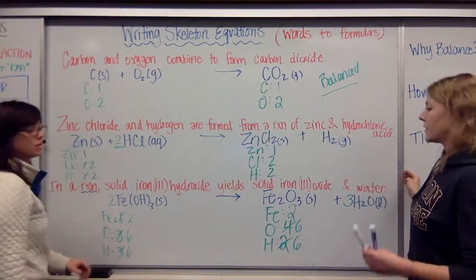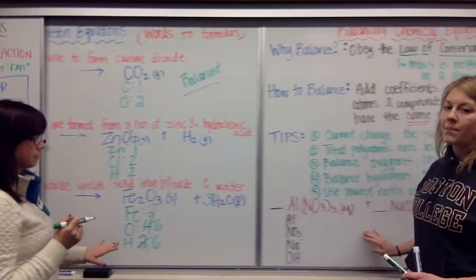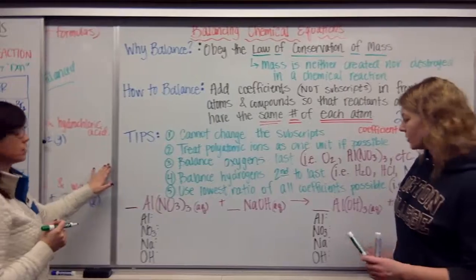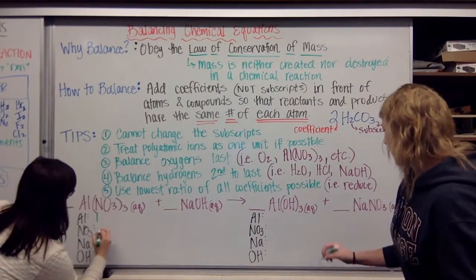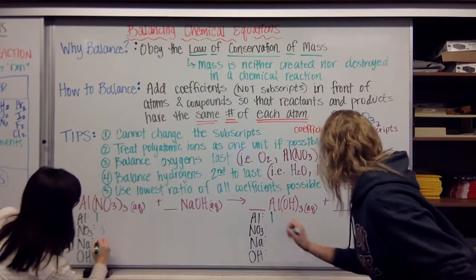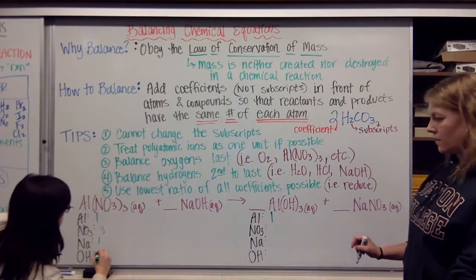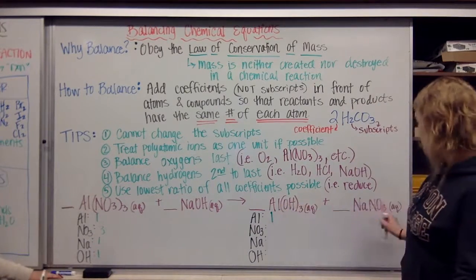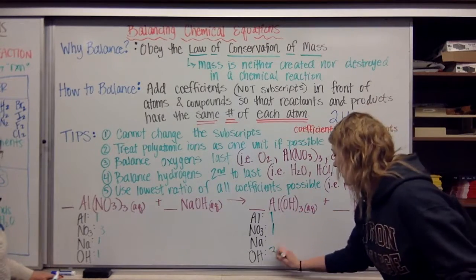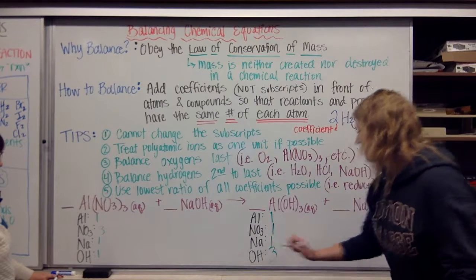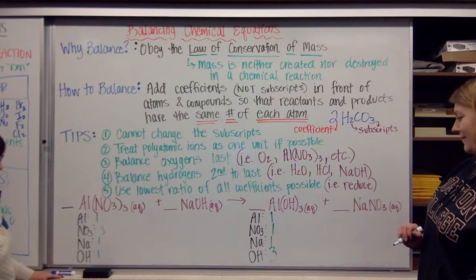All right, now, the very last problem we're going to do is keeping the polyatomic ions together. We'll do this really fast. All right, so over there, we're going to do both sides together. 1 aluminum, 1 NO3, 3 hydroxides down here, and 1 sodium.